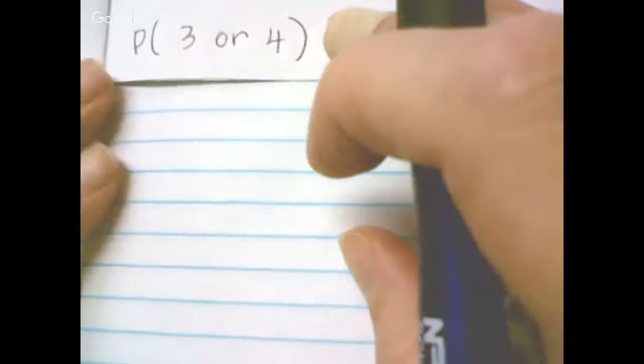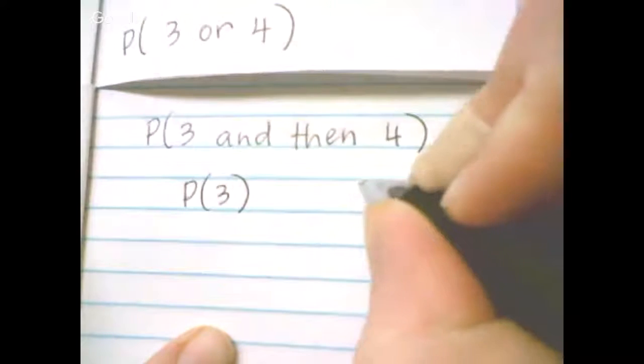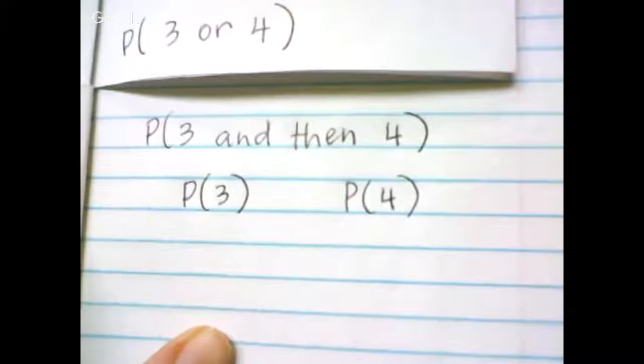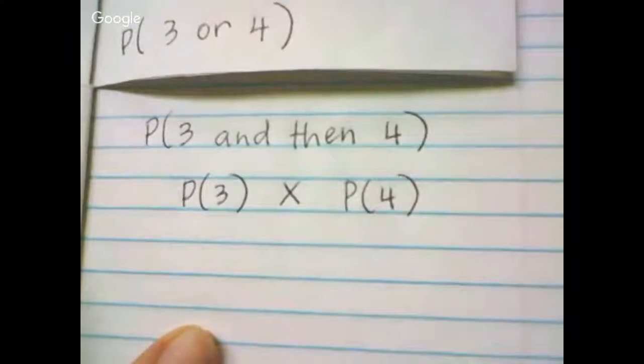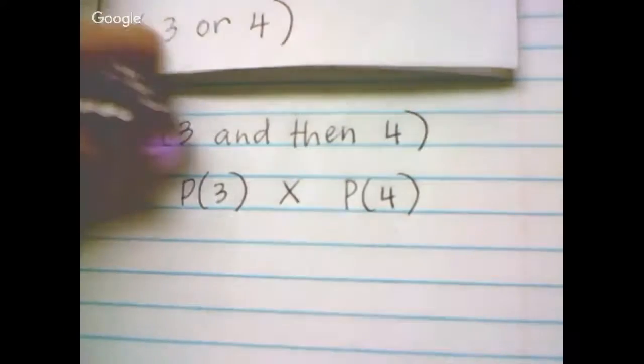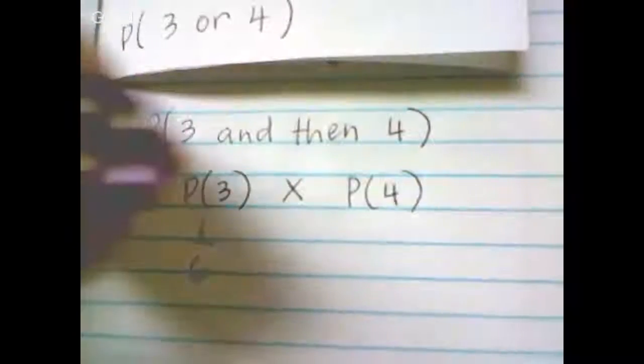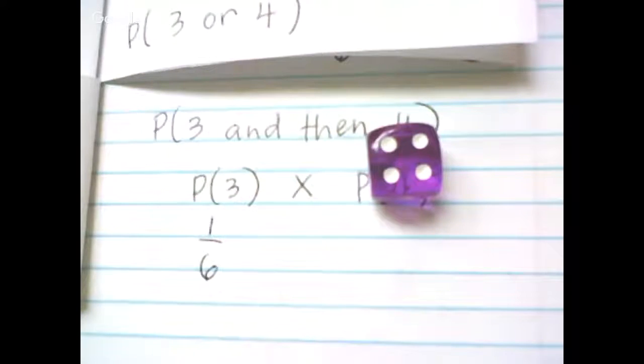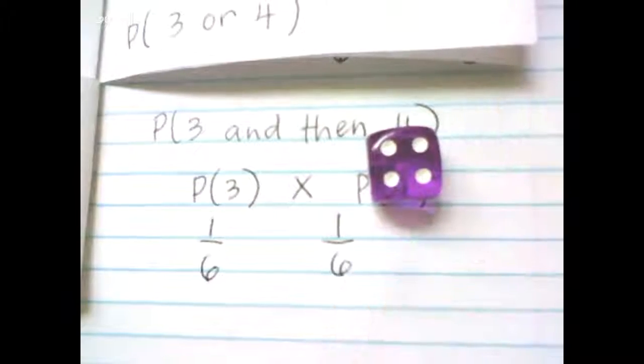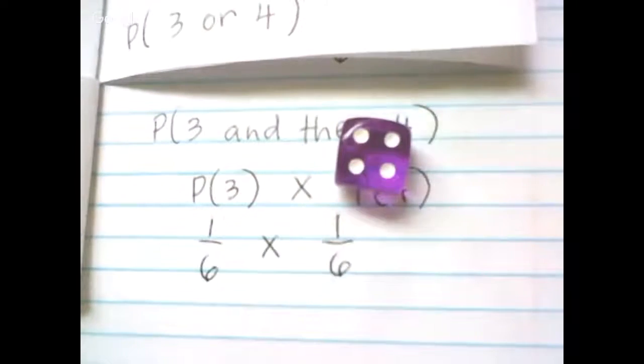So when I'm looking at probability of rolling a 3 and then 4, I take my probability of a 3, my probability of a 4, and I multiply. So probability of a 3, nothing changed, it's still 1/6. Probability of a 4 is also 1/6. And I'm multiplying them together.